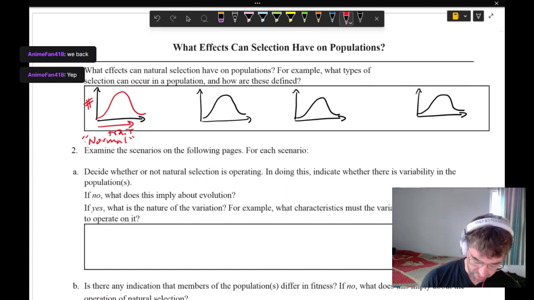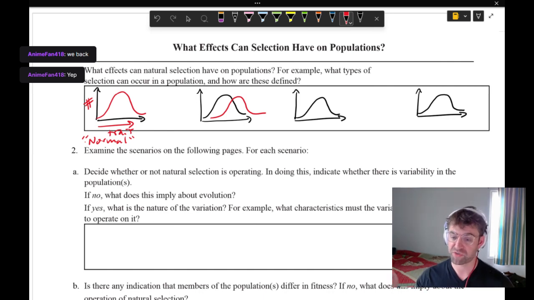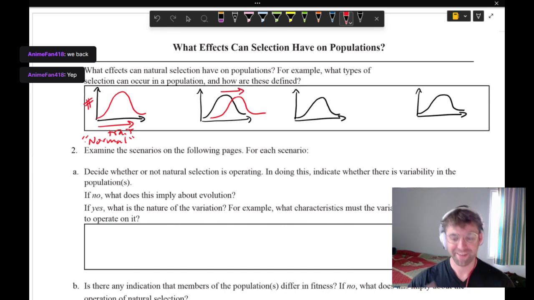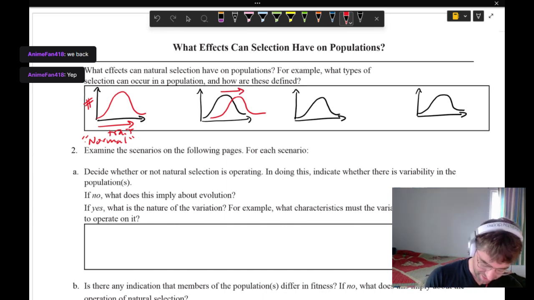For this first one, let's say that we have a selective pressure that favors one extreme, the more extreme expression of this trait. So we have movement in one direction. And I keep repeating this word because that is called directional selection.